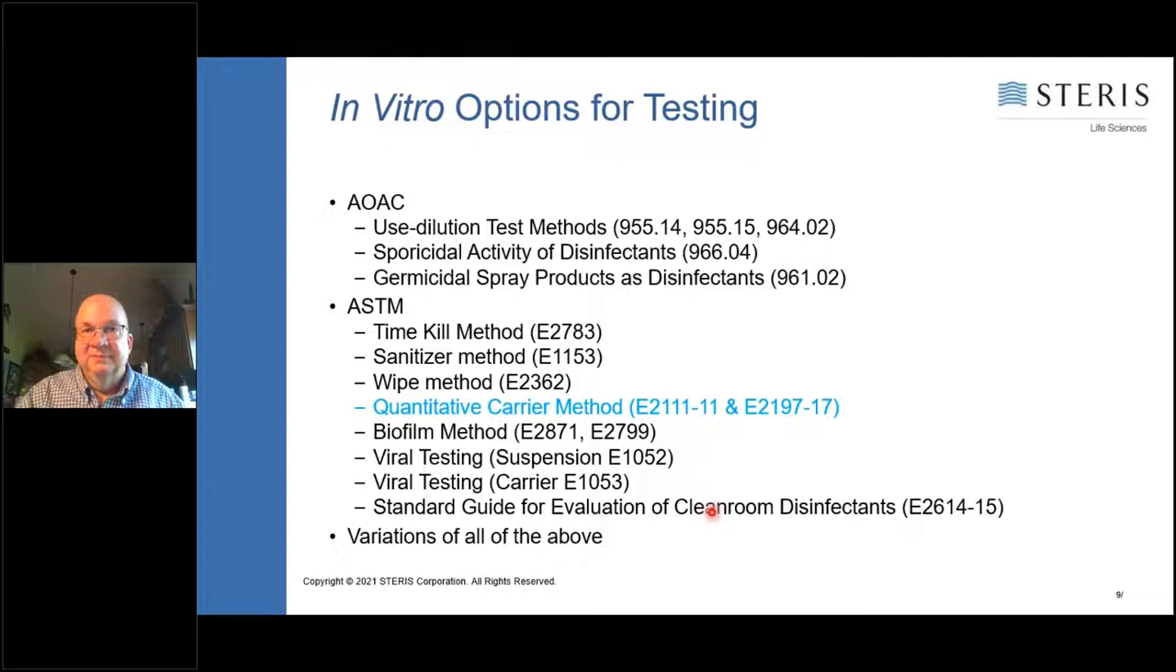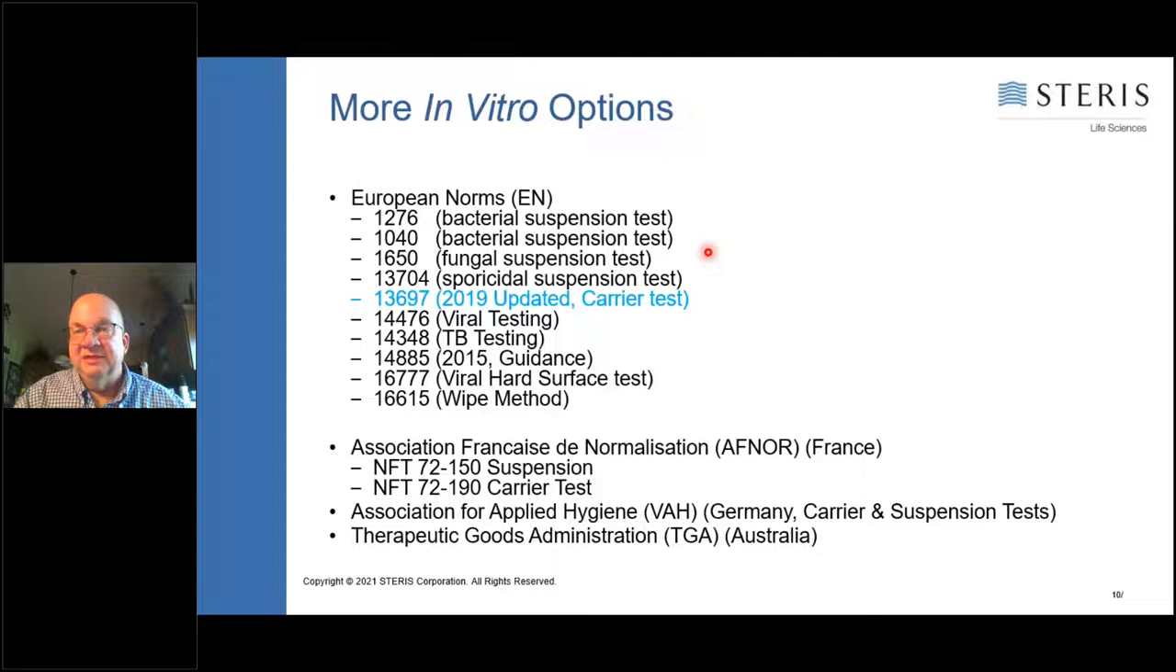The Europeans have their own test methodologies. They were all supposed to harmonize a few years ago to the EN norms, so the EN testing. There's a number of suspension or time kill studies here, but then there is the new updated carrier or coupon method, which is EN 13697. So a couple things new with that in 2019. One is that you have to have, for the testing of Aspergillus fungal spores, 75% or greater spiny spores for the testing, which is the mature phase of the spore that you would include in that test. So that's one key thing.